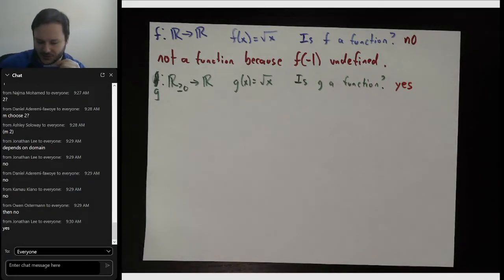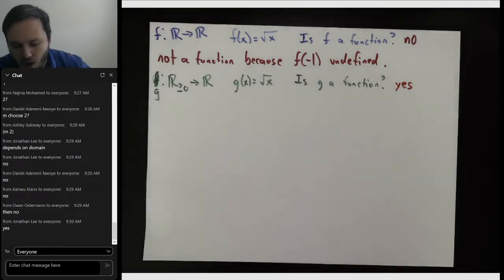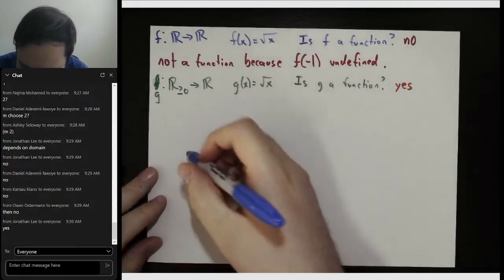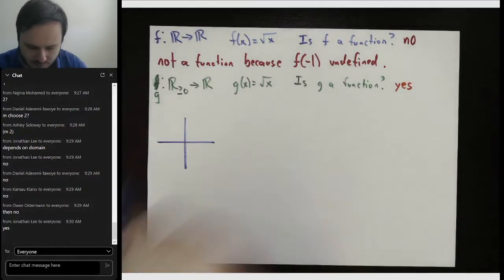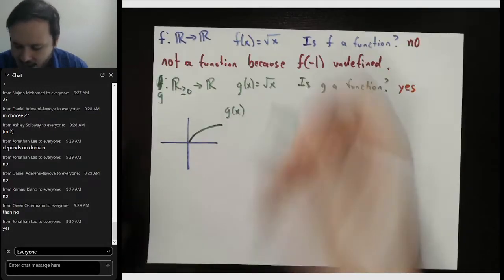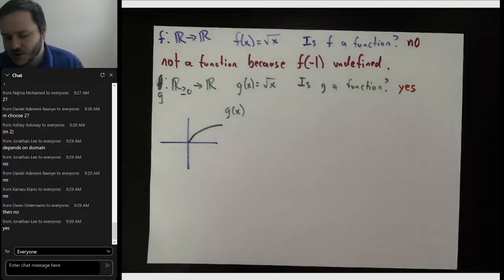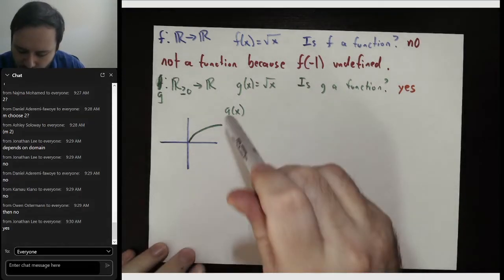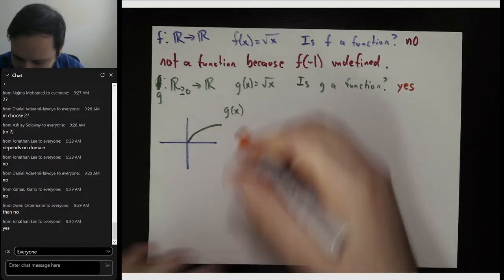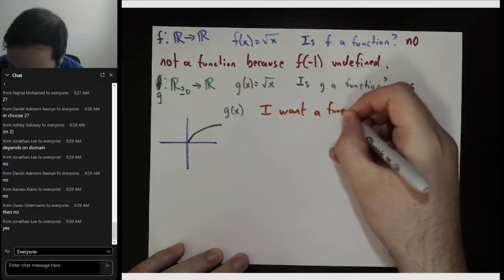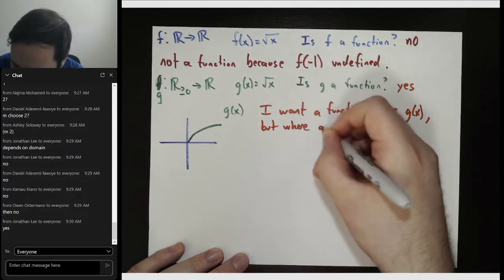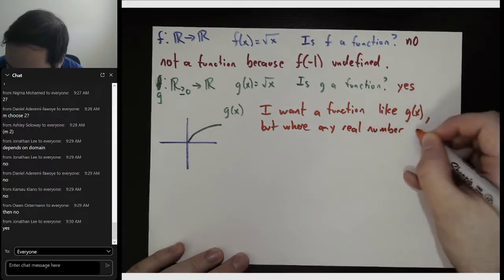Okay. So here's the question. What if I really wanted a function that was from real numbers to real numbers and worked kind of like the square root function? This is g of x. I know what it looks like. And I know f of x isn't a function, but what if I wanted to make a function that agreed with g of x, but I was allowed to plug in any real number? I want a function like g of x, but where any real number can be an input.